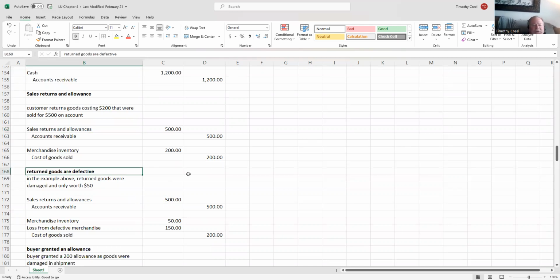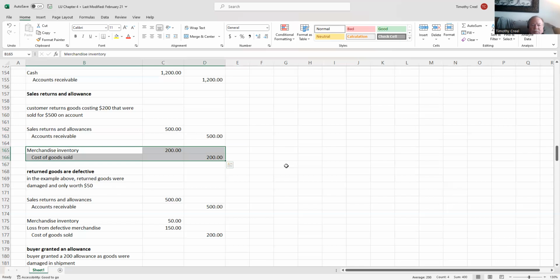What if the goods returned are defective? Now, in this last example, when they were returned, we were able to put them right back on the shelf. But what if they're defective? What if we can't do that? Or maybe they're damaged? Do we have to sell them for a lower price?